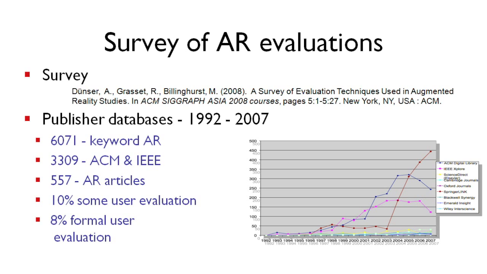And to make it short, what we found is that only 8% of those 550 articles included some sort of formal user evaluation. And if you extend it to informal user evaluation reported, you still have only 10%. So only 10% of all the papers published on, in this example, augmented reality based research included any type of user testing. And that was quite interesting to see.